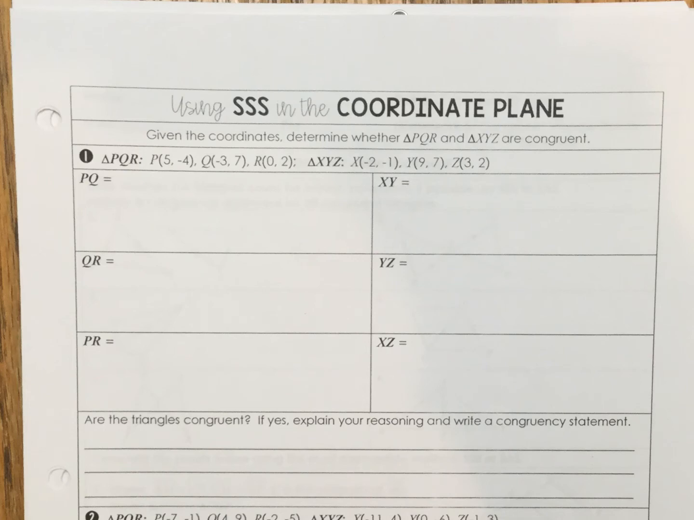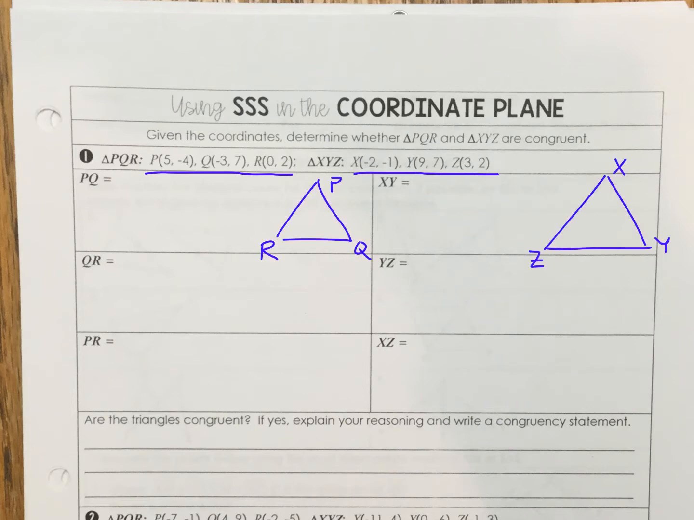All right, Alexis, this is the third page of the 4.5 notes. So I'm going to show you how we use SSS on the coordinate plane. What that means is this information right here and this information right here make two different triangles. Let me go ahead and draw those out. We are going to determine, since this information tells me where the coordinates are, that I can figure out the side lengths and I can figure out if it's SSS.